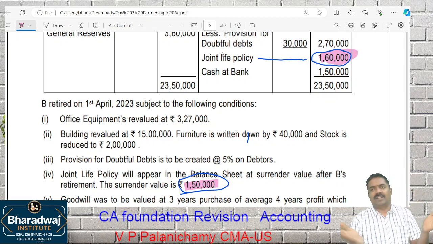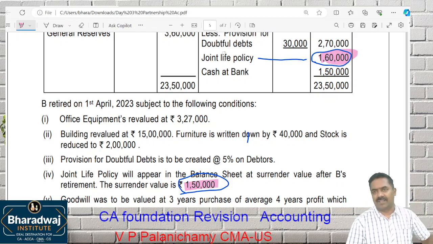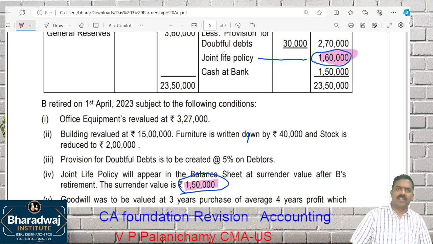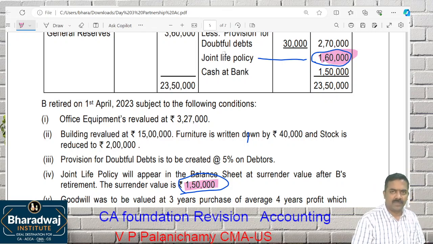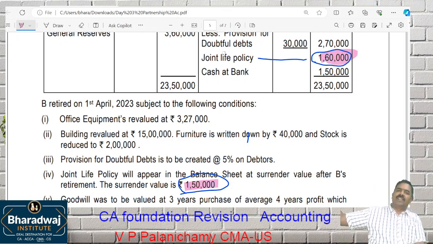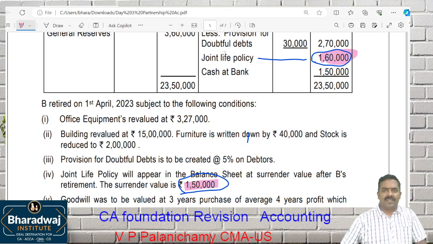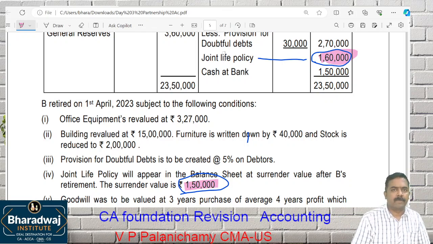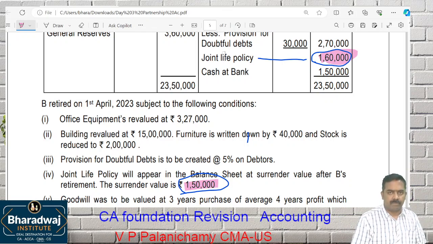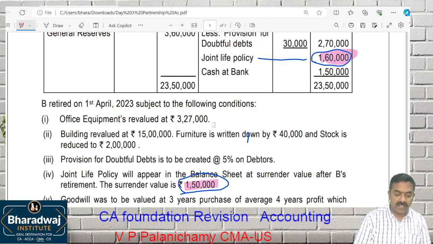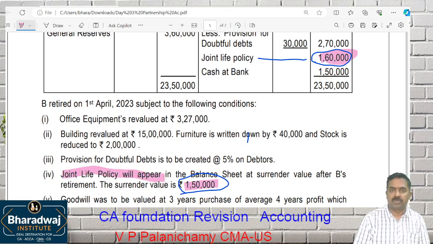Like any other furniture, land, building, it is a reduction in the value of asset. So you can show it in revaluation account. Goodwill, because it's already appearing in the balance sheet, it's a reduction in value. Like any other assets, we can treat it. If it was not present in the balance sheet, then we have to do a separate entry in gaining ratio. This has to be appearing in the balance sheet. It is given. Joint life policy will appear in the balance sheet.